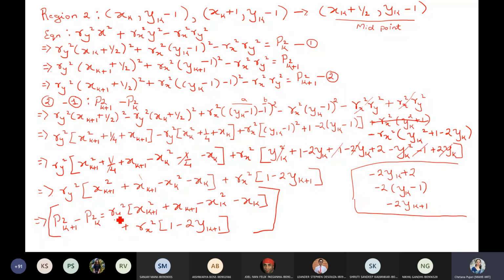So the final answer is, the difference of p2 of k plus 1 minus p2 of k is this equation. Okay, ry square into x of k plus 1 square minus xk square minus xk, plus rx square multiplied by 1 minus 2 into y of k plus 1. How we got y of k plus 1? I have written over here.